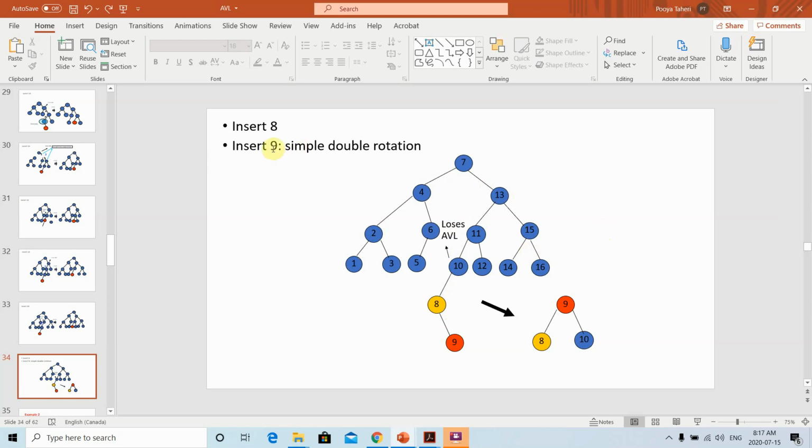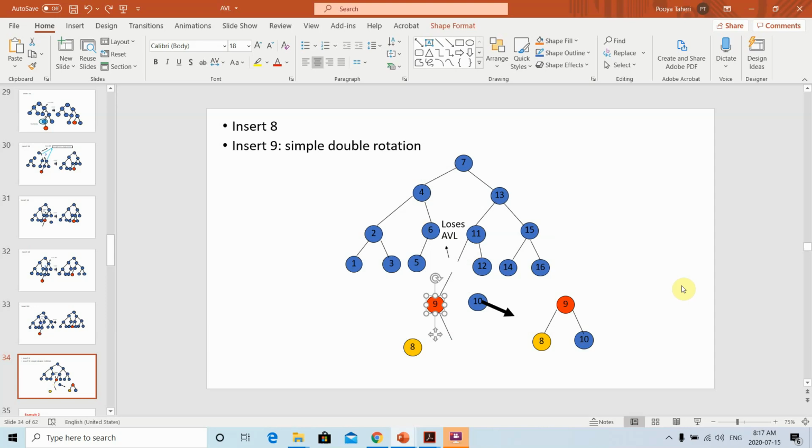Okay. Insert 9, right? So 9 is going to go on the right side of 8. Balance factor 0, balance factor is minus 1, balance factor is positive 2, right? This is an LR rotation. This is a left-right case, right? And we just have to do a simple double rotation. First, a left rotation, so around 8, we pull this one down, and this goes up, right? And then a right rotation around 10, like 10 goes here, 9 goes here, 8 goes here.